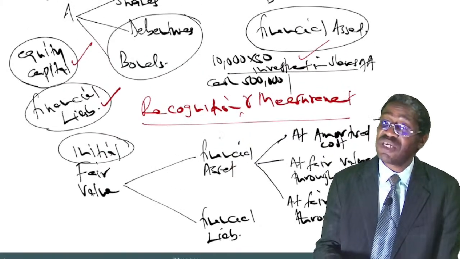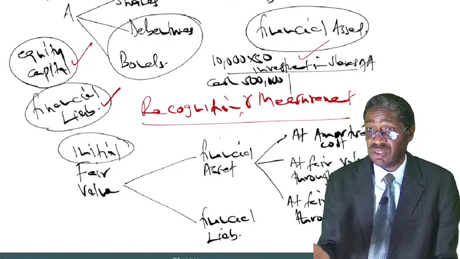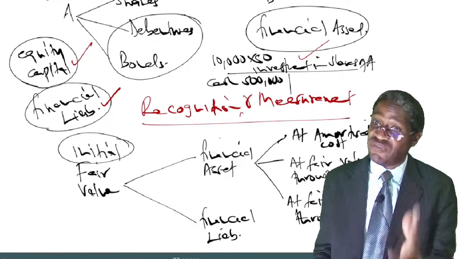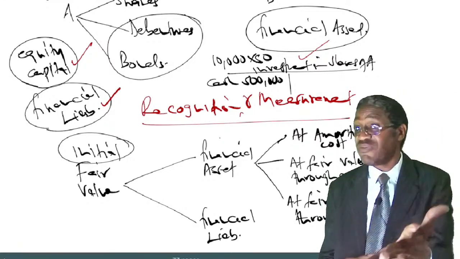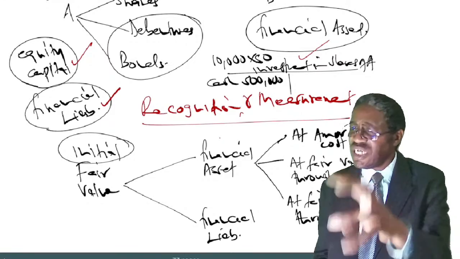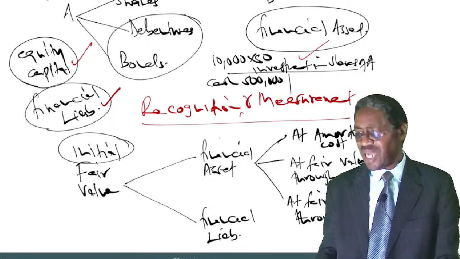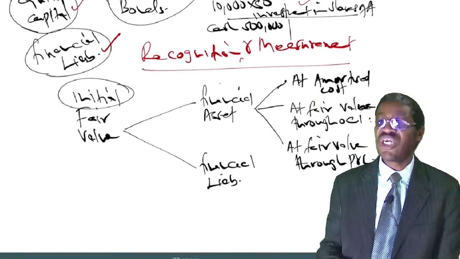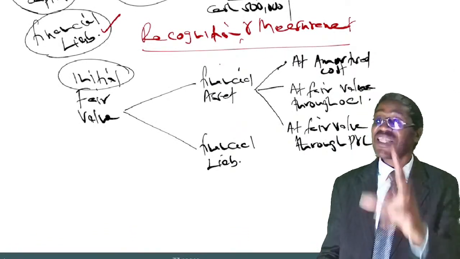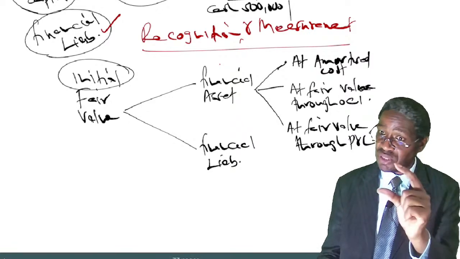Like this investment that you bought for 500,000. It could be one where you are measuring it at fair value. Again, maybe the market value by the end of the year is 600. So there's a gain of 100,000. That gain of 100,000, you take it through OCI, other comprehensive income.